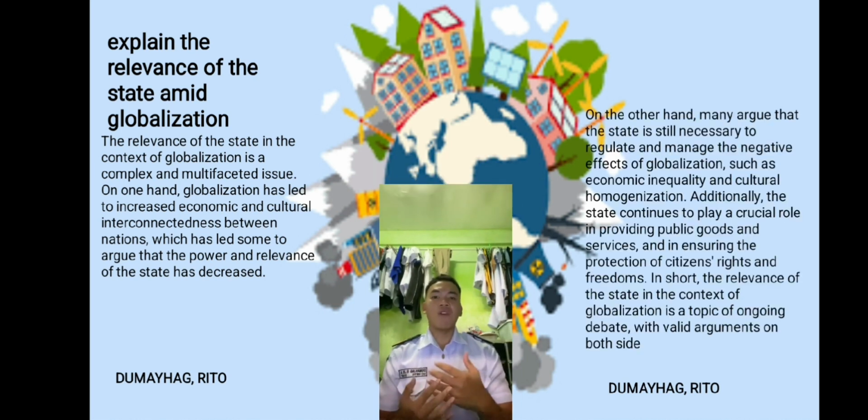So, if we talk about the relevance of the state, let us know what a state is. The state is the most universal and most powerful of all social institutions, a form of human association. It is necessary because it comes into existence out of the basic needs of life. It's the most universal and the most powerful social institution.